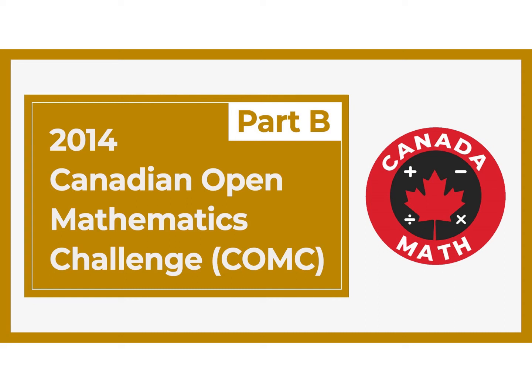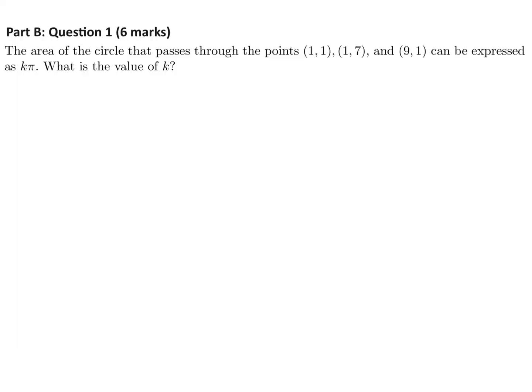2014 Canadian Open Mathematics Challenge Part B. The area of a circle that passes through the points (1, 1), (1, 7), (9, 1) can be expressed as k pi. What is the value of k?